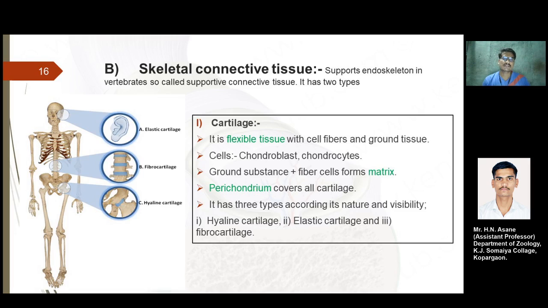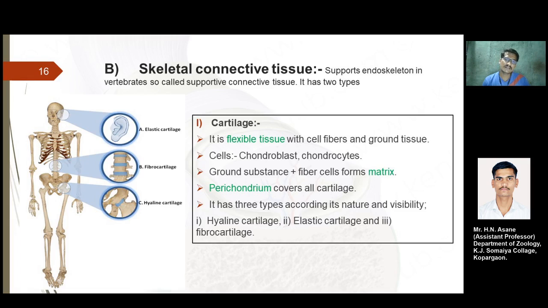Cartilage tissues are flexible tissues with cells, fibers and ground substance. Cartilage has cells like chondroblasts and chondrocytes, and the ground substance plus fibers form a thin layer known as the matrix. The perichondrium covers all over the cartilage. Perichondrium is the upper surface and the basal surface of the cartilage tissue. It covers the cartilage from the outer environment.